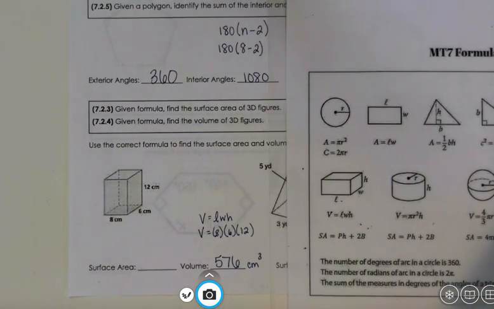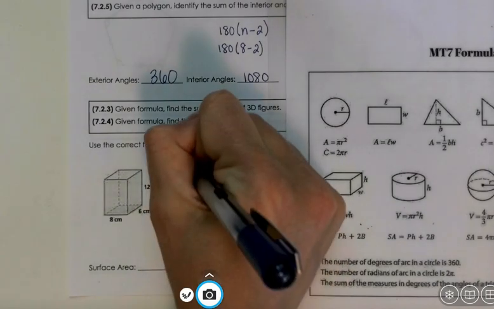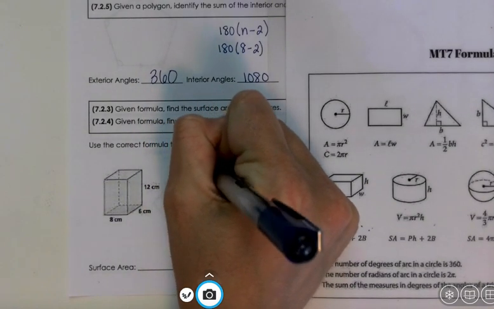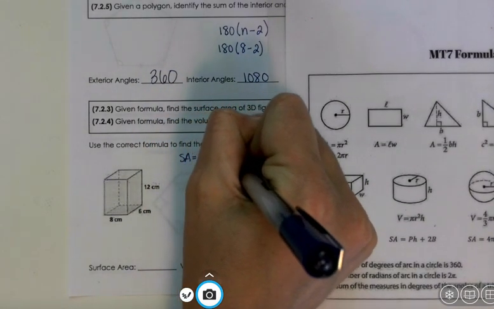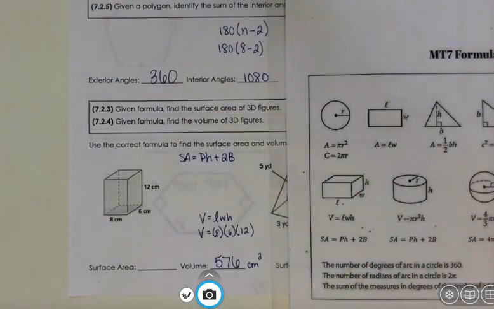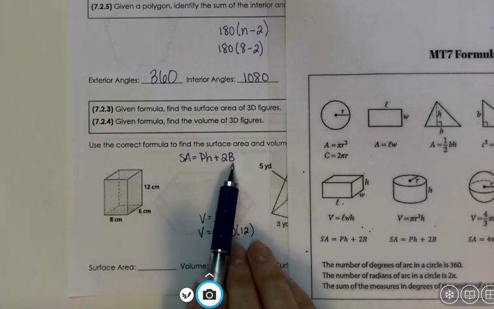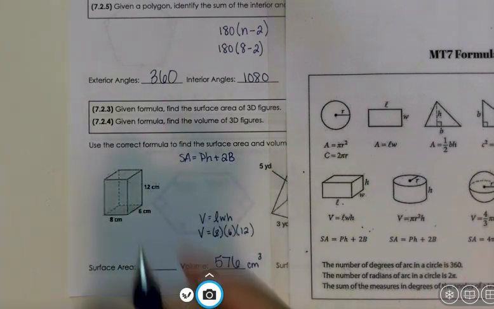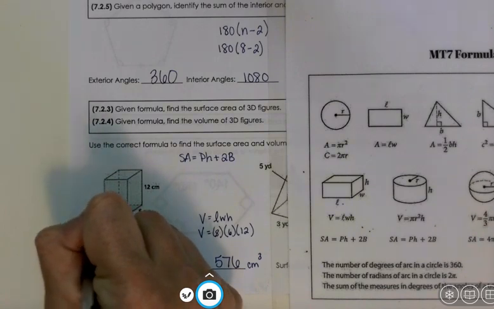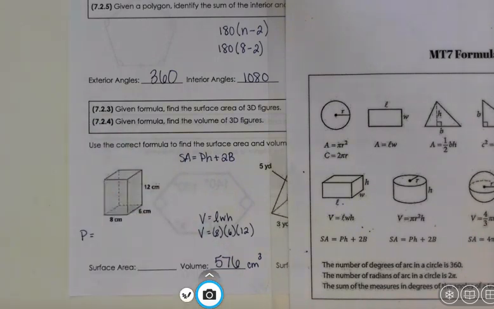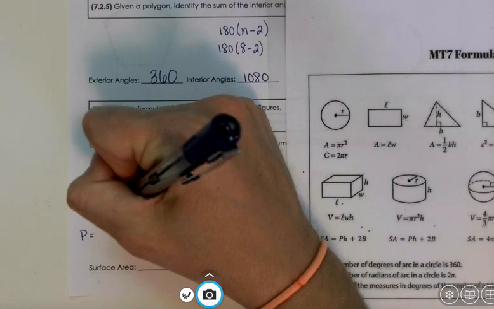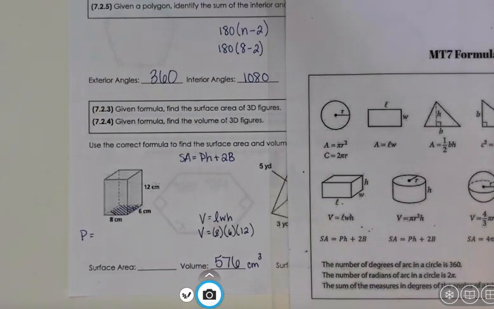So I'm going to put this off to the side, and I'm going to write my formula here. Well, H is my height, and we know H is 12. I need to figure out capital P and capital B. Capital P is the perimeter of my base. So I'm going to use this part, so the bottom, as my base. I need to find the perimeter of that.